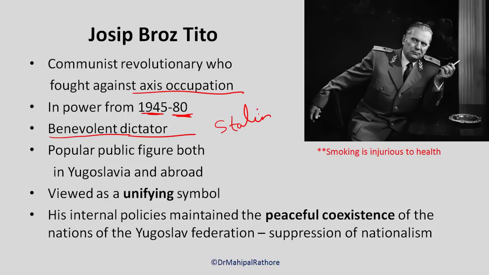Communist Party members are chosen and they send their representative. It is a representative government, but it is not a democracy like India. Every common citizen does not get a vote. But he was a very popular public figure in Yugoslavia as well as abroad. He had good relations with everyone. He was viewed as a unifying symbol in the country because he gave the slogan of brotherhood and unity.